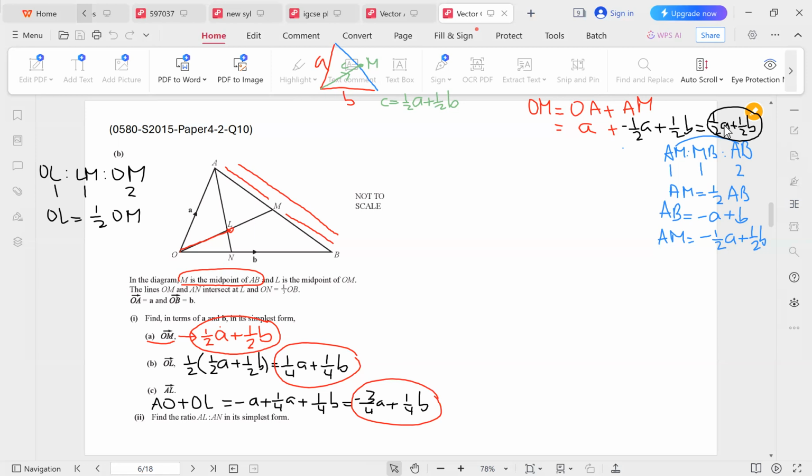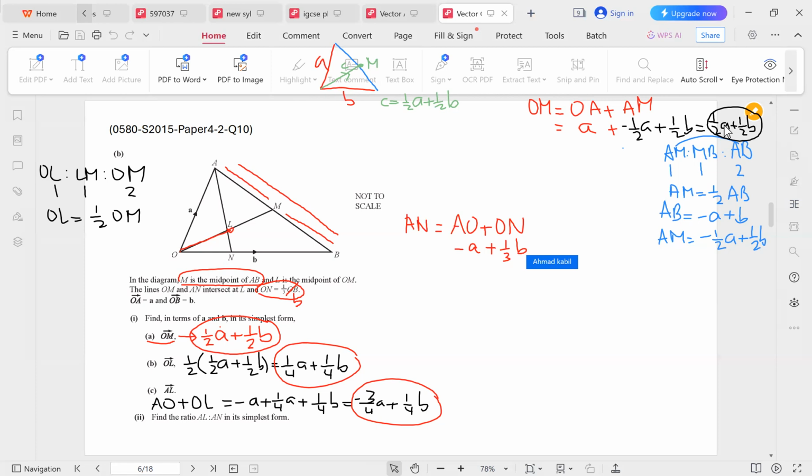So in order to get this ratio, we need to first find AN. So how do we get AN? We need to say that AN is equal to AO plus ON. And AO would be negative A, but we need to get ON. So we're going to have to use ratios to get ON. We are given that ON is 1/3 OB. Actually, again, this doesn't really need ratios because OB is simply B. So you can just write ON as 1/3 B, and that would be AN.